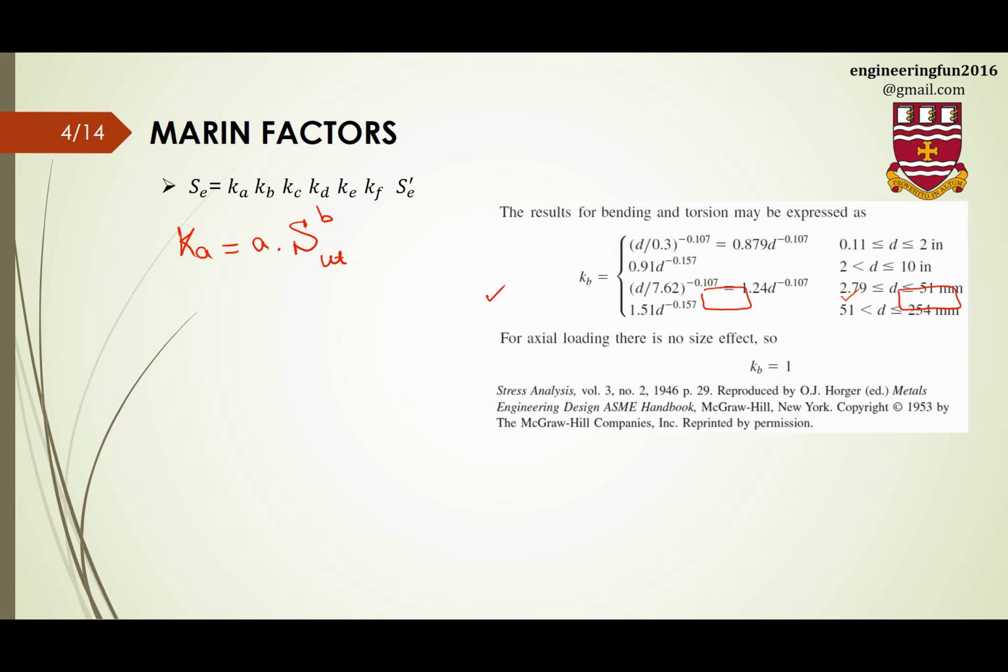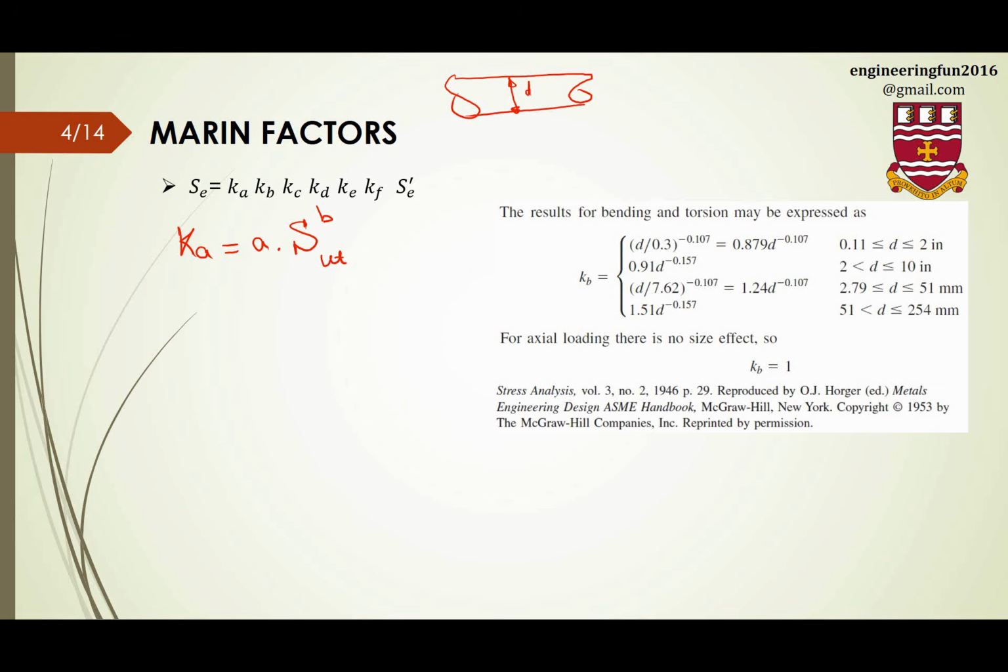For factor Kb, let me erase these ones. Okay, and for factor Kb, we said that if there is an axial loading, factor Kb is 1. But if it's not axial loading, like if this is our specimen and we have a different type of loading, based on the diameter, Kb can be reported by either of these equations.